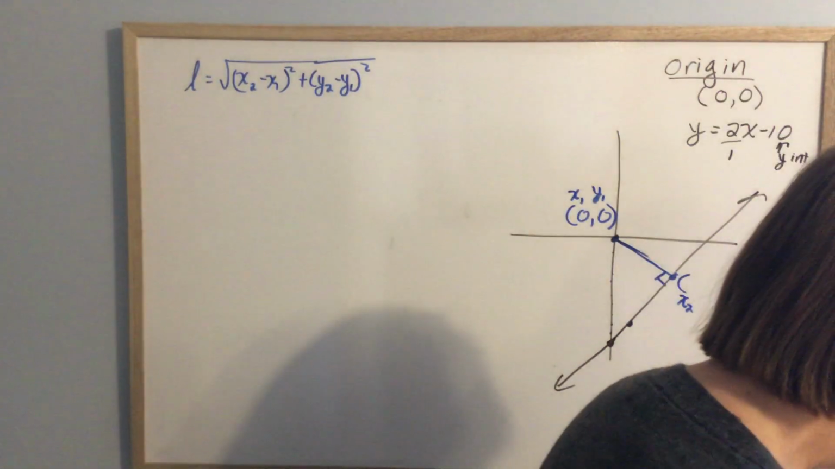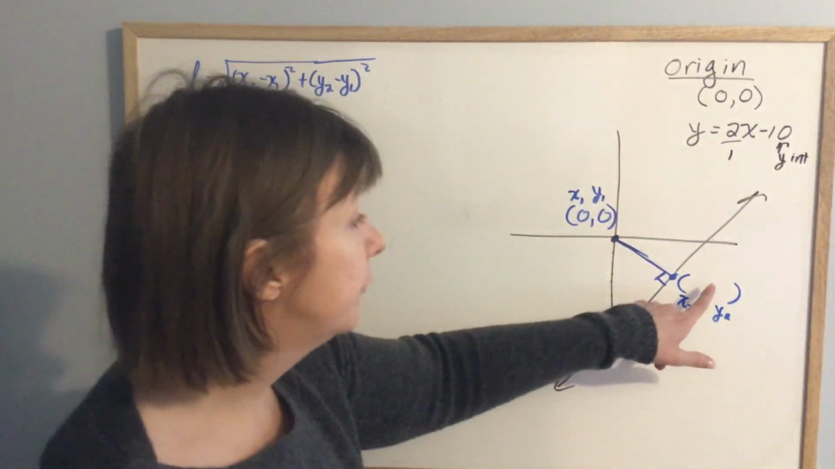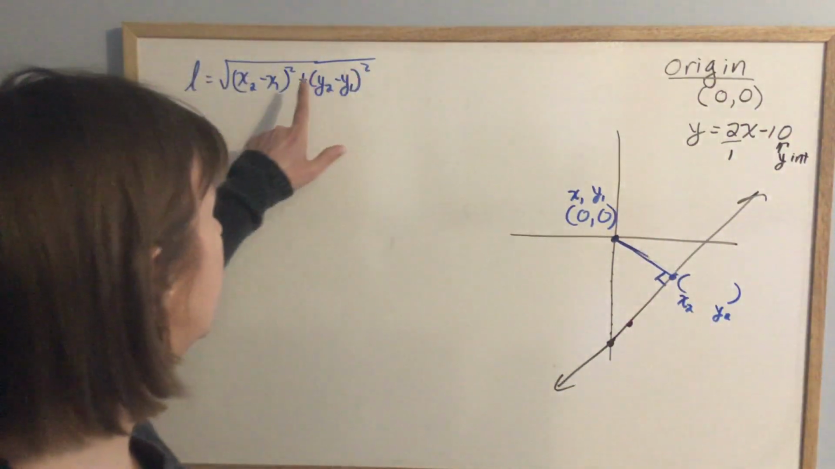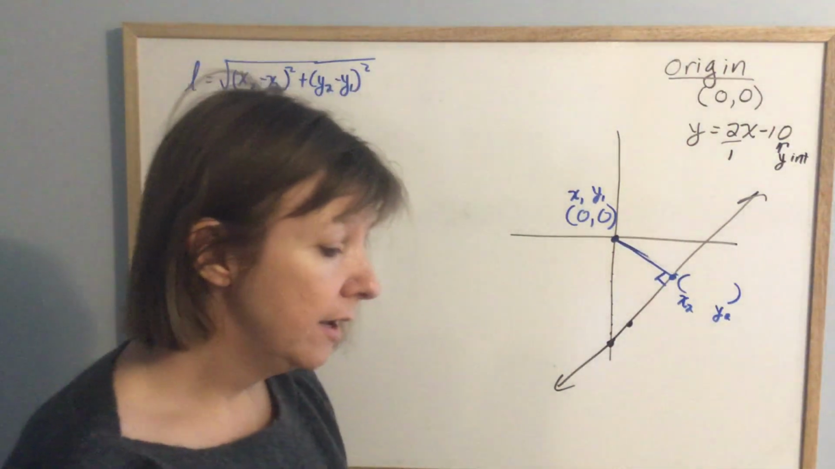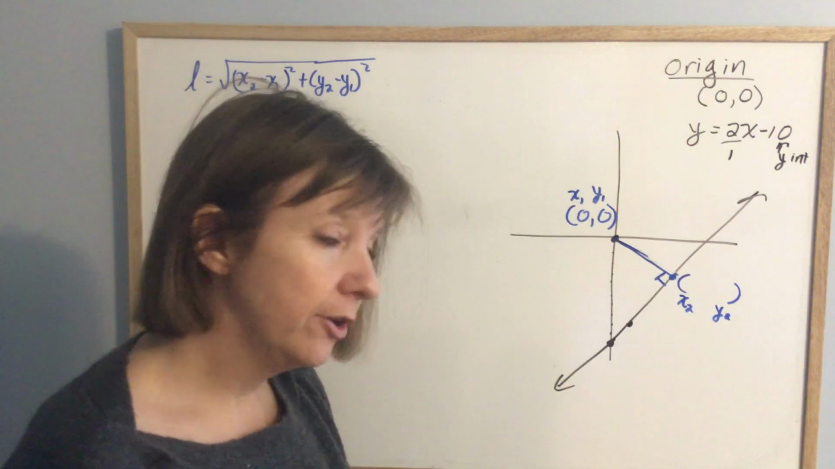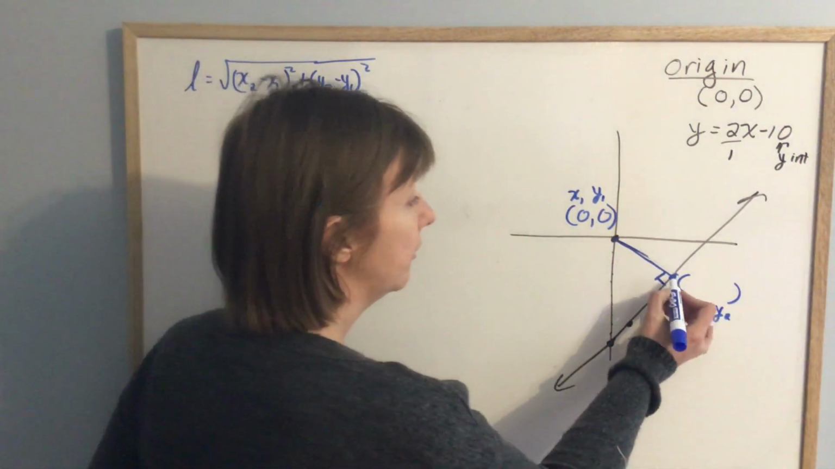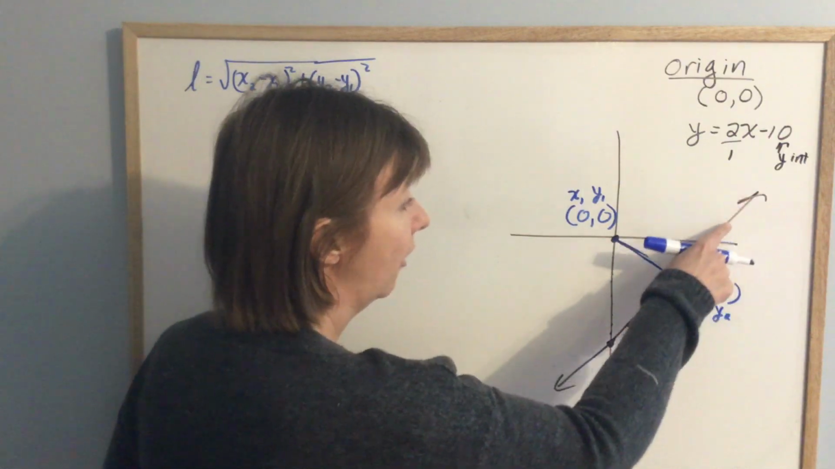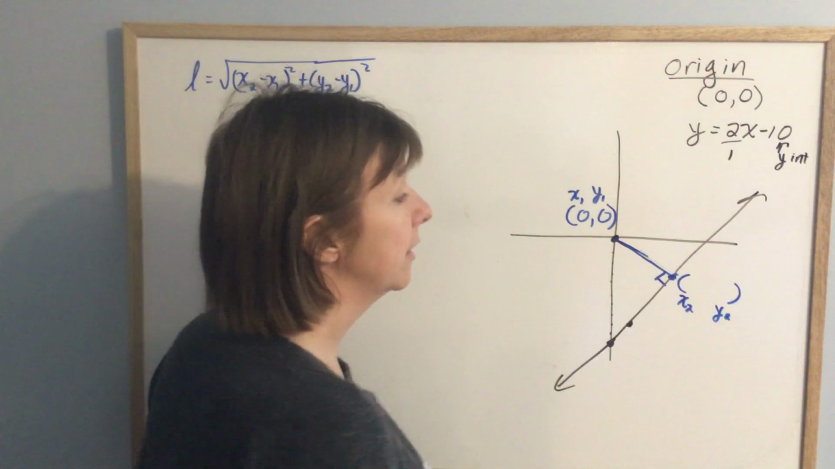Okay, so our goal is to figure out what this point is so that we can use it in that formula. That's our goal. Okay, so here's the thing. I know that this point is on this black line. It is also on the blue line.